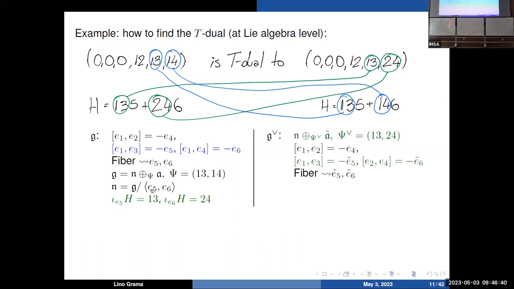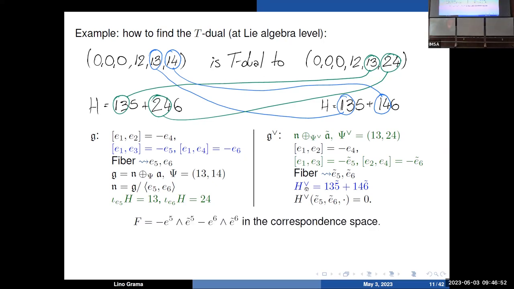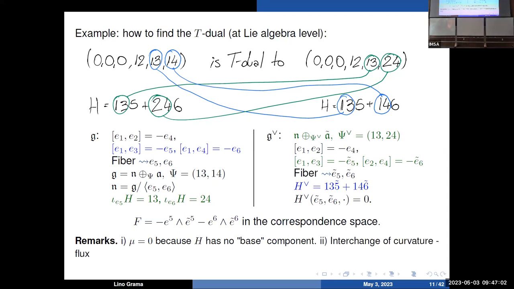Okay, and with this data, we can build the dual Lie algebra, the nilpotent Lie algebra, and also the dual 3-form. Okay. And then we have this corresponding space. And in this case, we don't have a base component. And if you look at the paper of Bouwknegt, Hannabuss, and Mathai, this is precisely the philosophy of the T-duality.